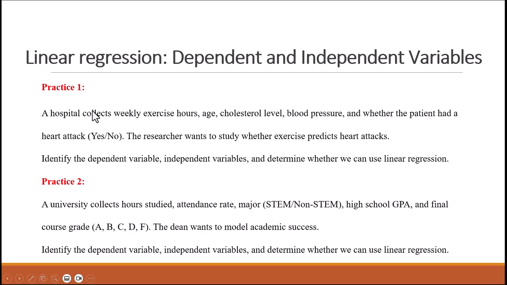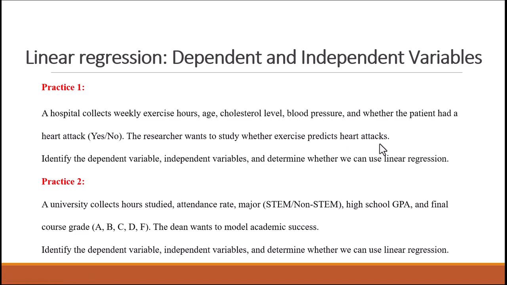Here now, I put another practice for you. Please pause this video and see whether you can answer these questions or not. So for each question, you should define the dependent variable and independent variable. For practice 1, we have a hospital that collects weekly exercise hours, age, cholesterol level, blood pressure, and whether the patient had a heart attack. It means it has a heart attack, yes, or it doesn't have a heart attack, no. So the researcher wants to study whether exercise predicts heart attacks.